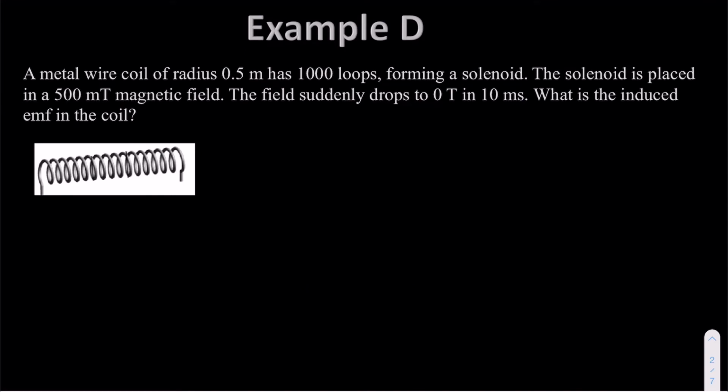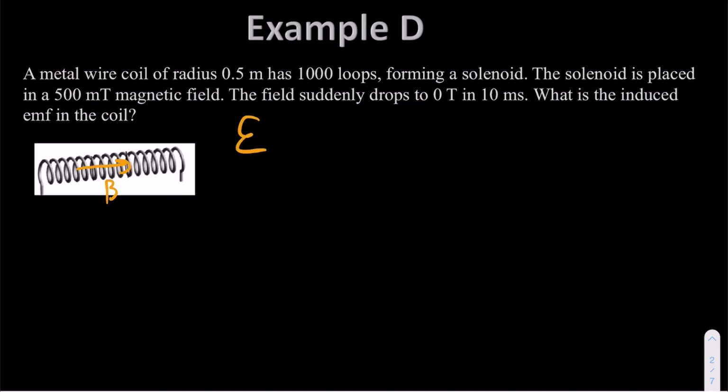Example D: a metal wire coil of radius 0.5 meters has 1,000 loops, which forms a solenoid. The solenoid is placed in a 500 millitesla magnetic field, so you have a magnetic field going through it like that. The field suddenly drops to 0 teslas in 10 milliseconds. What is the induced EMF?